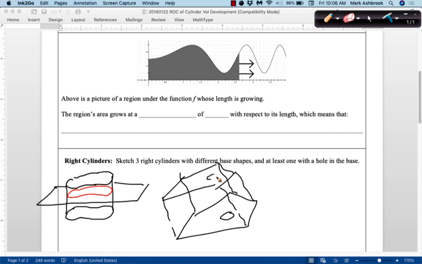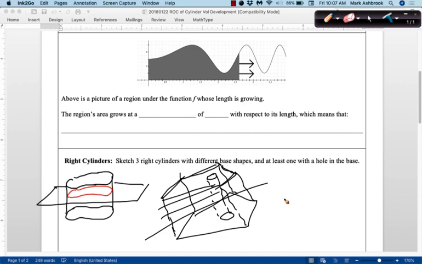With the hole also. I try not to, this is terrible. This is the worst thing I've drawn all day. It's also the second thing I've drawn all day. Okay, but you get the idea. So I've got this shape. Every slice I take of this thing, I'm going to get that same exact base shape.